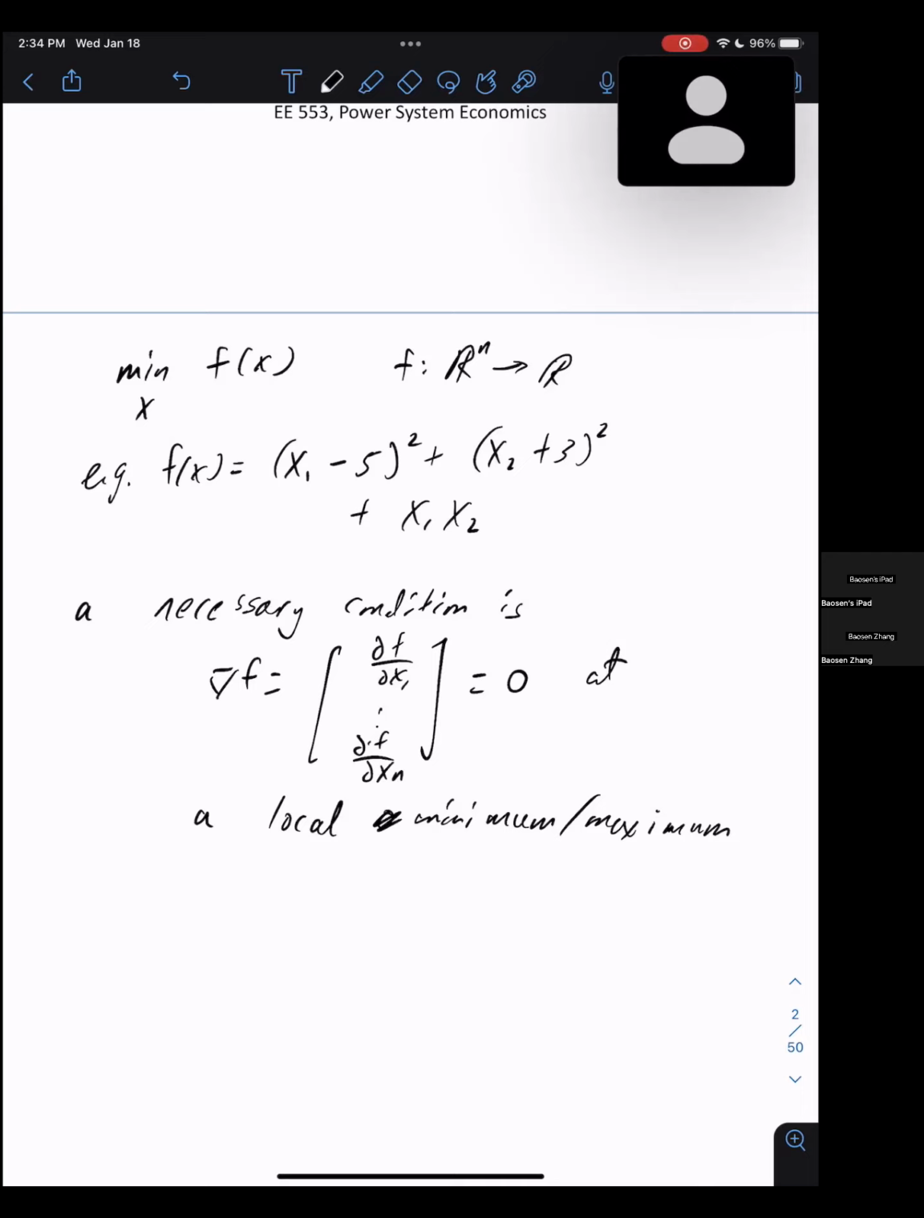Why is this necessary? Can you remember any intuitive explanation? Good. If you think again about the Taylor expansion, you get a linear term of the gradient multiplied by the changes in x. If this is non-zero, you can always find a direction of change that makes the value smaller. So this is necessary, but not sufficient for most problems, because you don't know whether it's a min or max.